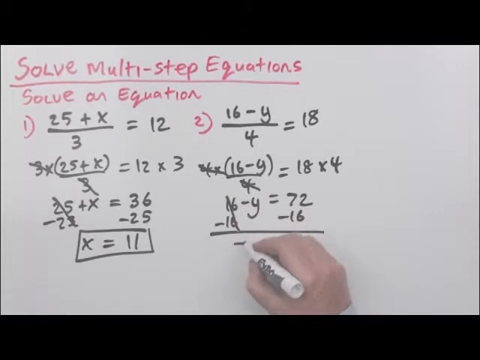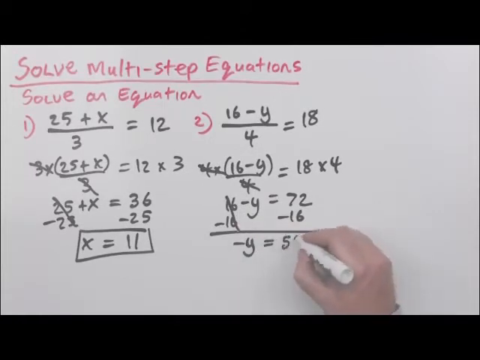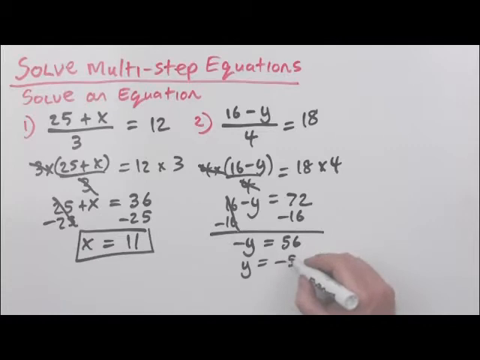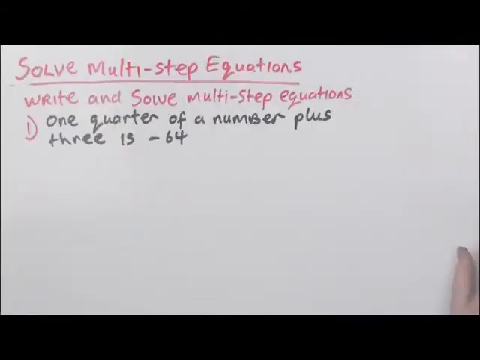So the 16 minus 16 cancels, and I've got negative y is equal to 56. But this is negative y, so I'm going to make everything opposite. y is equal to the opposite, negative 56, because I want to know what y is, I don't care what negative y is. Great.